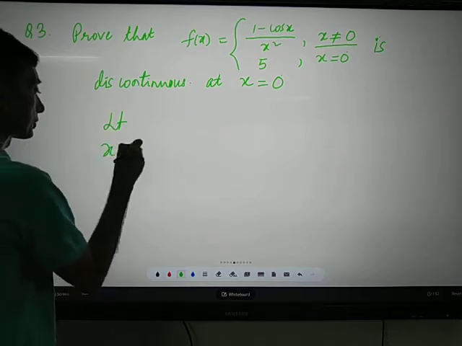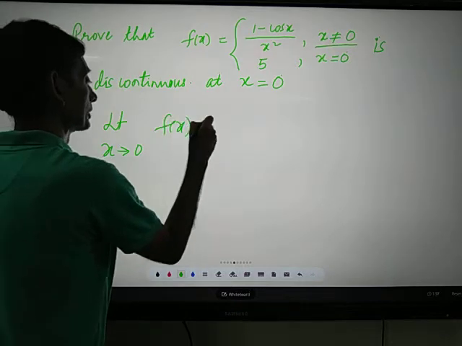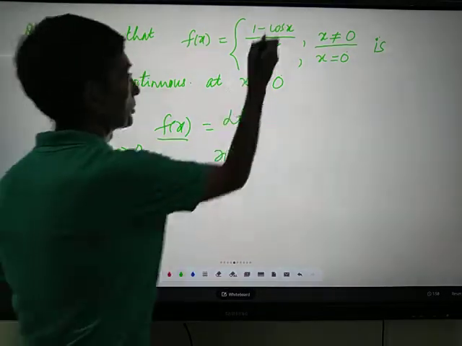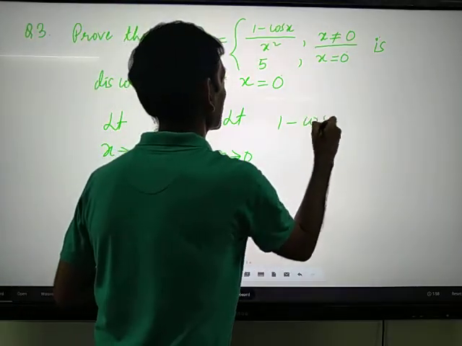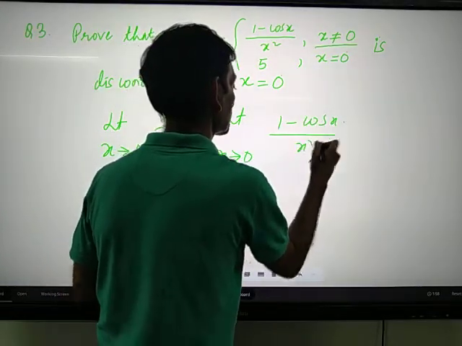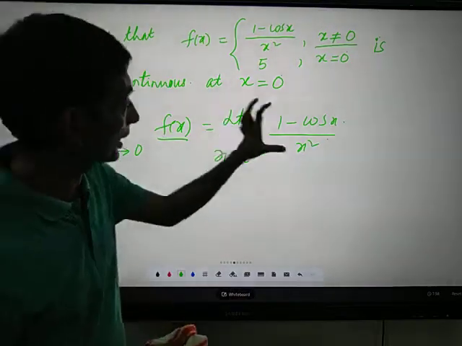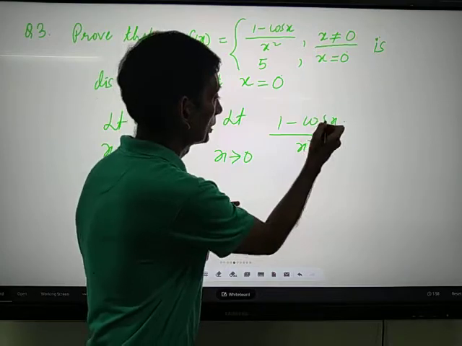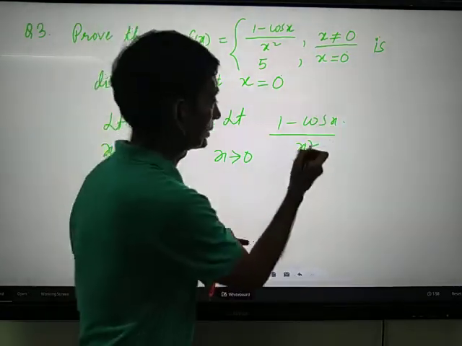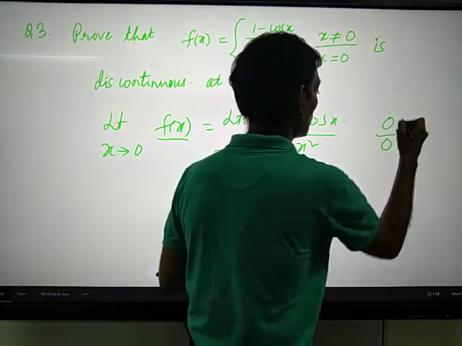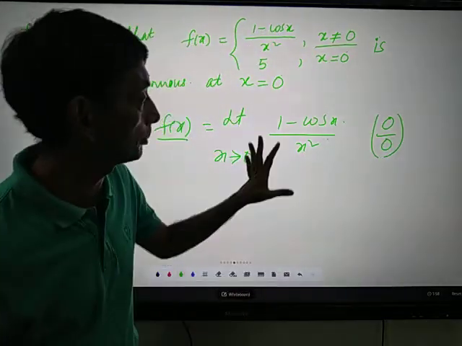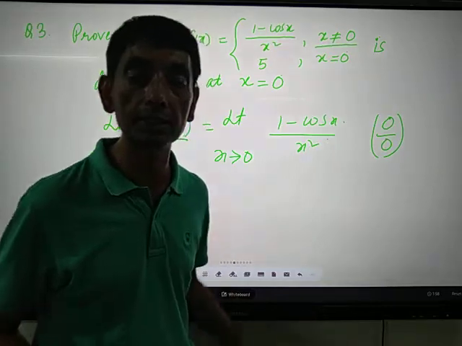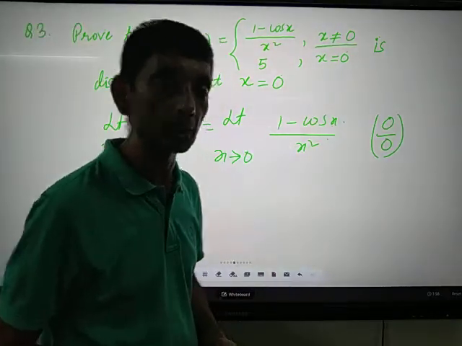Limit x tends to 0 of f(x), so f(x) will be replaced by (1 minus cos x) by x squared. Now if you check the form of this function at x equal to 0, this will be 1 minus 1, which is 0, and the denominator is also 0. So it's 0 by 0 form, an indeterminate form, the simplest indeterminate form. We're going to remove the indeterminate form.